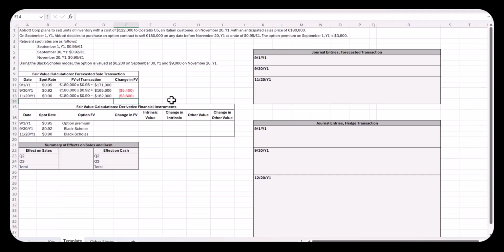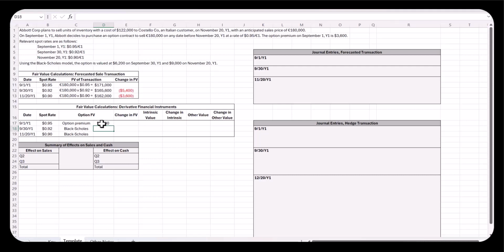Now the derivative, there's a couple of different values that we're going to need to calculate. We're going to, number one, need to figure out the overall fair value of the option. Now, the fair value of the option at the time of the purchase is whatever you paid for it. That's the fair value. And we know from our facts given above that the option premium, the amount they had to pay on September 1st, was $3,600. So here in cell D17, I'm going to type in $3,600.